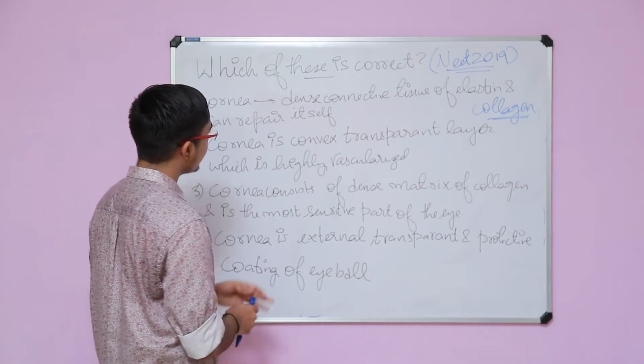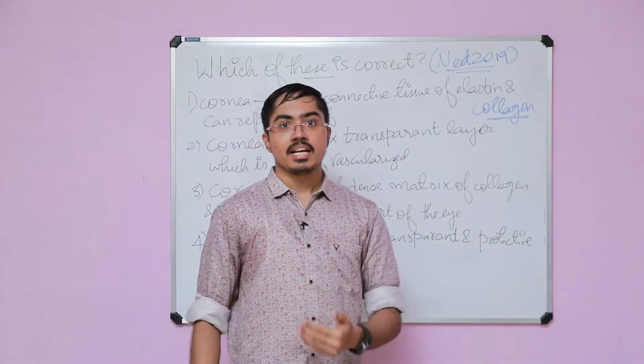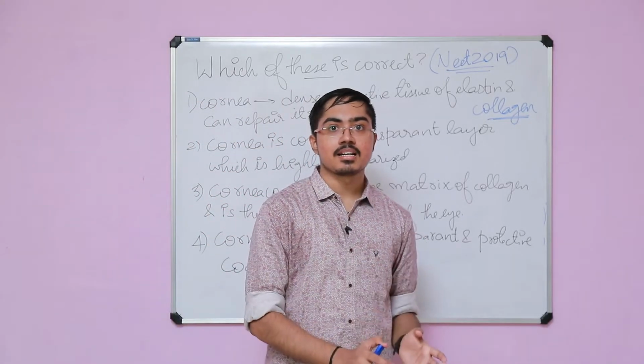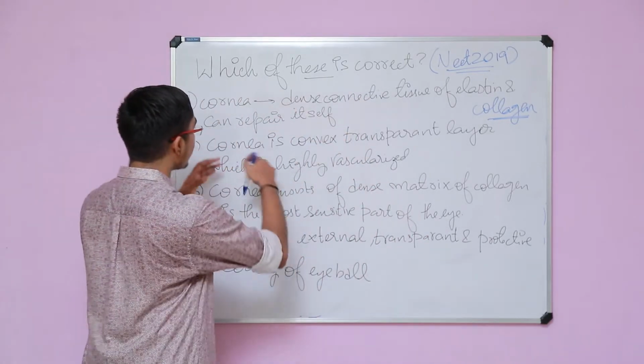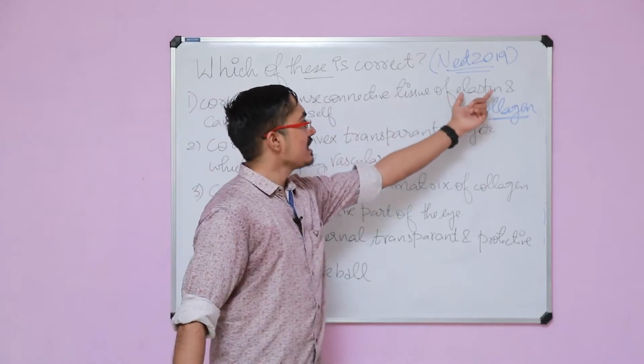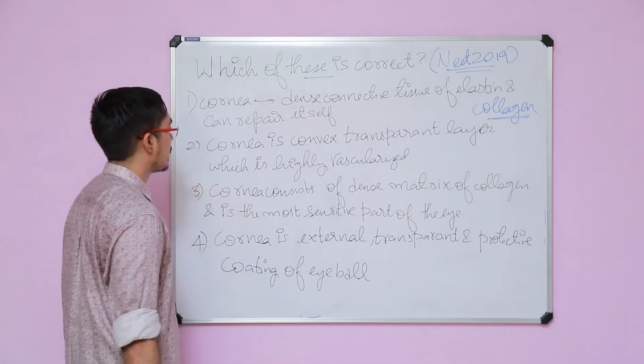So can it repair itself? It can repair itself, but there will be a lot of scarring. If you have an injury on the cornea, it will repair itself, but you will have scars over there, which will lead to a permanent disability. So it can repair itself, but elastin is not present there. Collagen is the protein which is present over there.